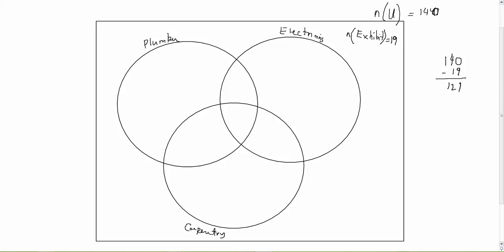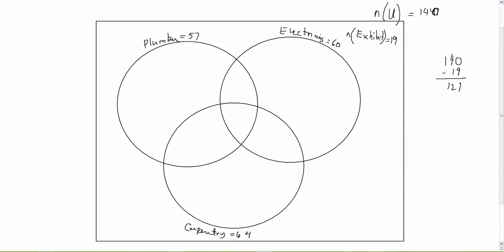Let's continue to read. 60 people went to electricity. So I've called that electricians, but here let's make that 60. And 57 went to plumbing, so this is 57. And 64 went to carpentry, so we've got 64. And you can see that there's all those overlapping pieces. We don't know how many went to each piece in combination yet.